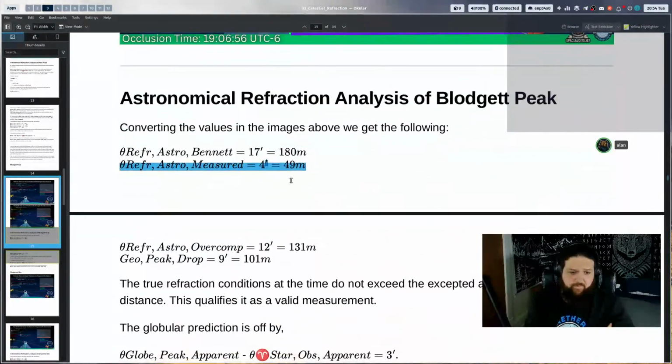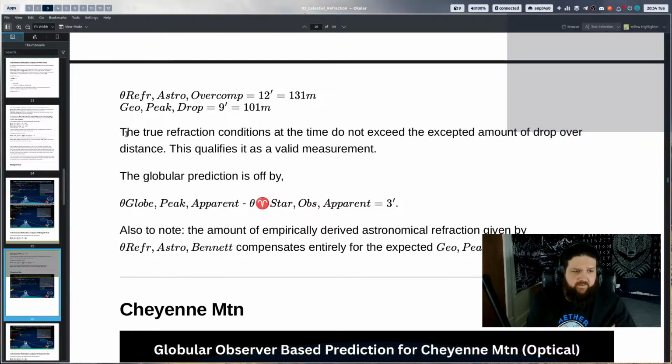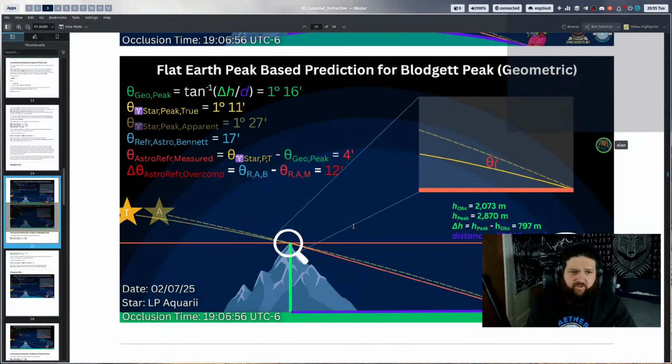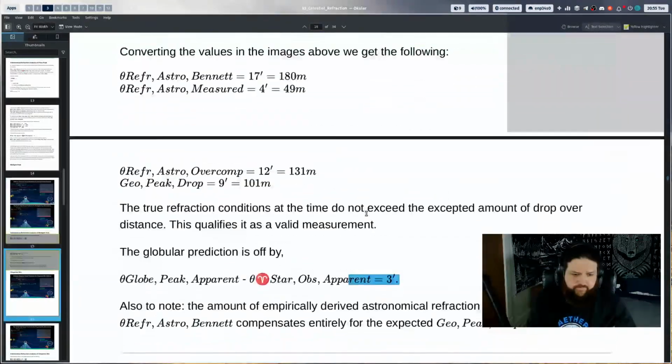Okay, so that was for Blodgett Peak. So again, here we had that same relationship. We were off by 49 on our elevation derivation, but that was because the star was lifted up. It had to get 4 arc minutes lower than the peak before it was occluded. Okay, so it constitutes as a real measurement because the drop over distance doesn't exceed the actual refraction amount. And now they're off by 3 arc minutes because they don't have their terrestrial refraction there to help them overcome.